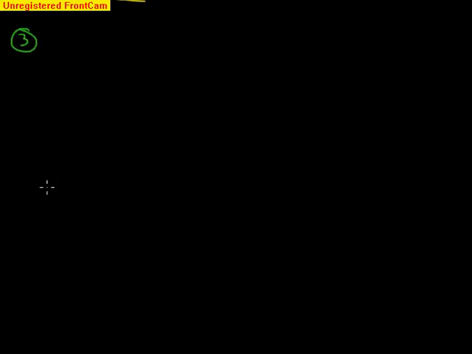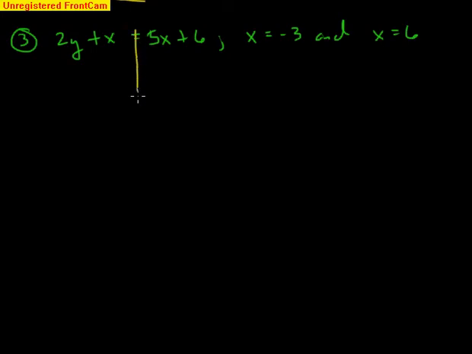Example 3. Okay, here's my equation: 2y plus x equals 5x plus 6. And we're going to solve for y and then plug in these two x values, x equals negative 3 and x equals 6. Alright, so again, here's my equation. Drop my equal sign, draw a line.